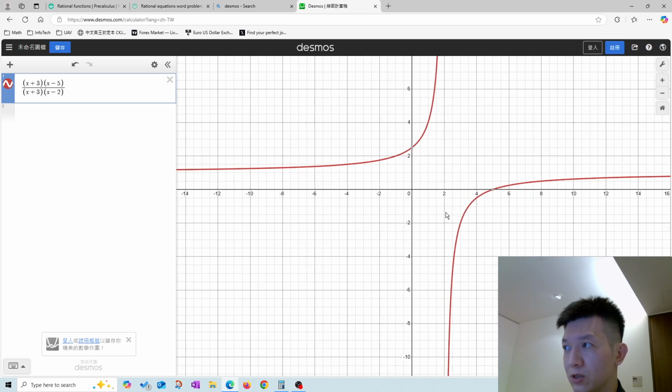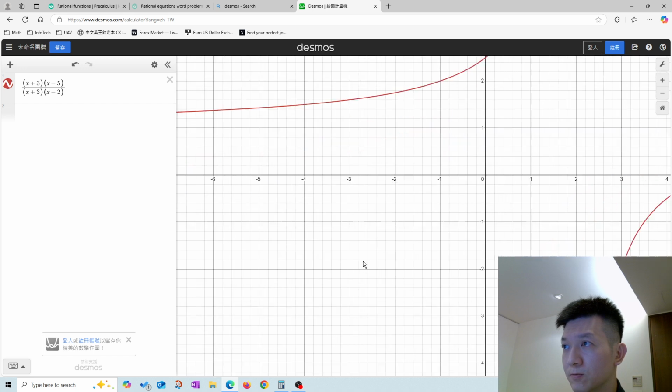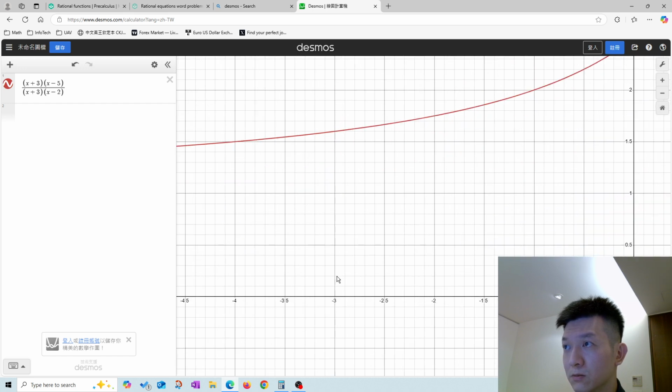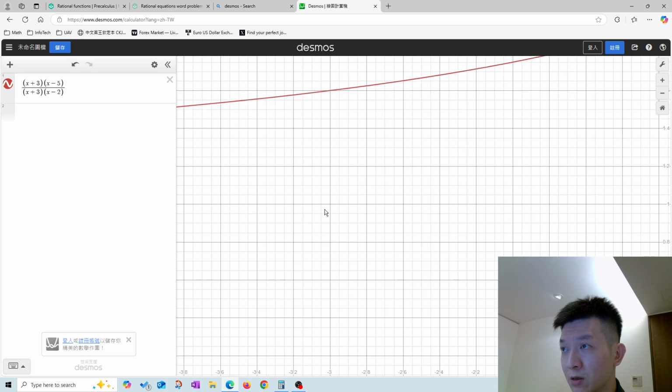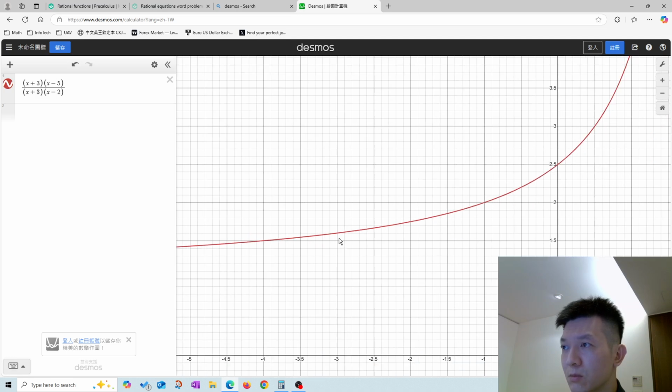How about our discontinuity here? Oh, there's a negative 3. The decimal doesn't show, but in reality you have a hollowed-out dot here, where this will not be defined, right? Negative 3.